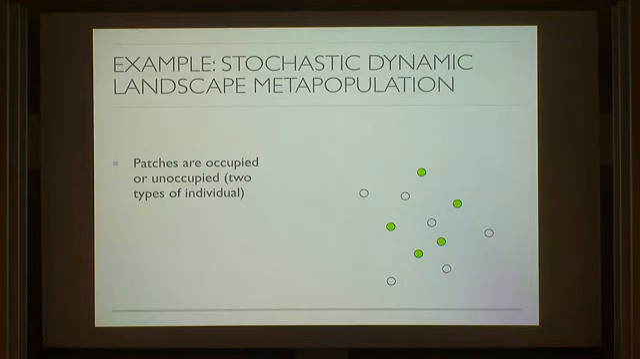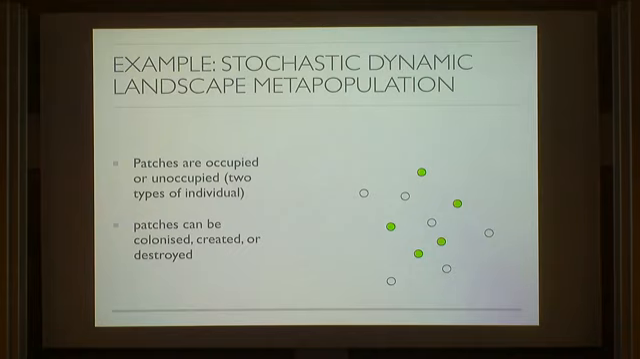So the first example is a stochastic dynamic landscape metapopulation. Metapopulations are populations of populations. The idea is that in many cases, population patches are quite isolated. And the dynamics between patches, the dynamics that couples patches, tends to take place over a much longer time scale than the dynamics within patches. So a butterfly arrives in a patch here, within a few years there's a healthy population, but the time between these colonization events might be 10 years, 20 years, or something longer.